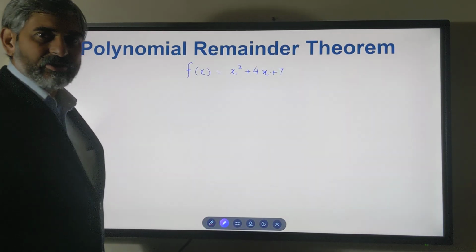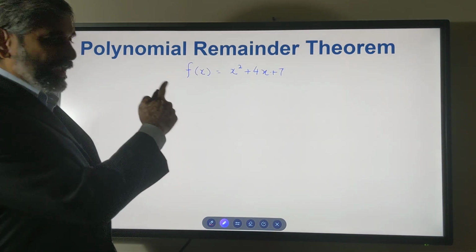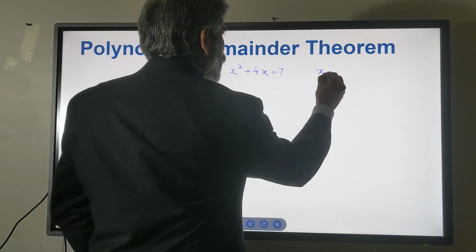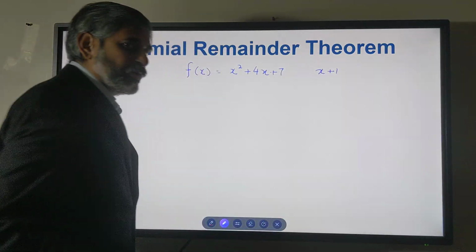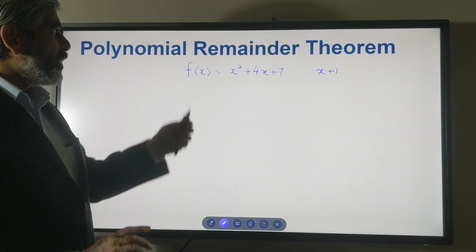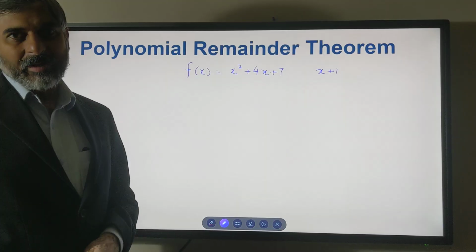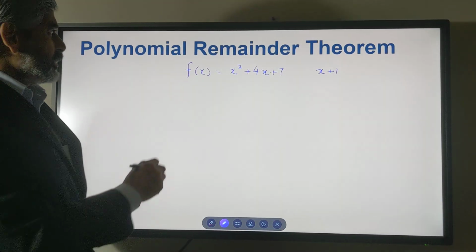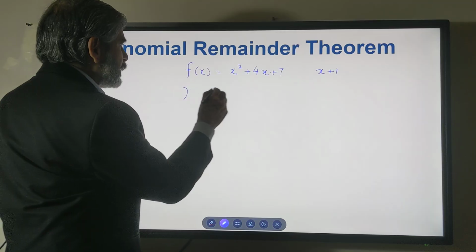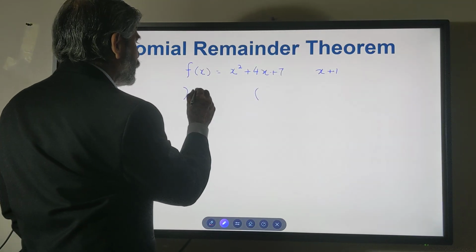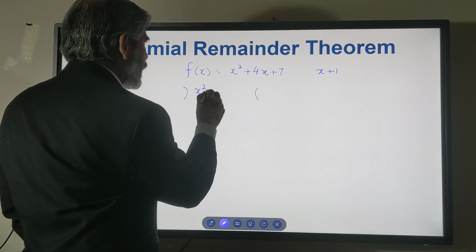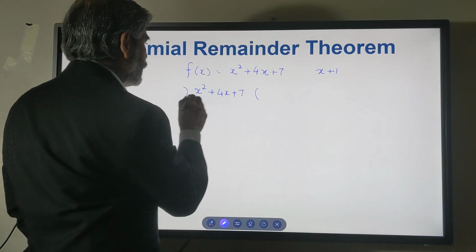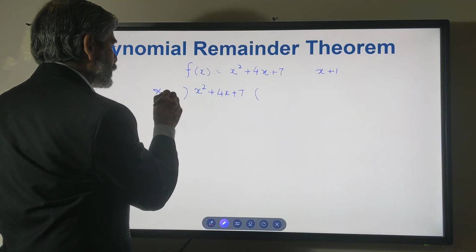And what we are trying to do is divide this polynomial by x plus 1 and find out what the remainder is going to be. One way we could do this is to use the long division that we have been using, and try to divide this x squared plus 4x plus 7 by x plus 1.